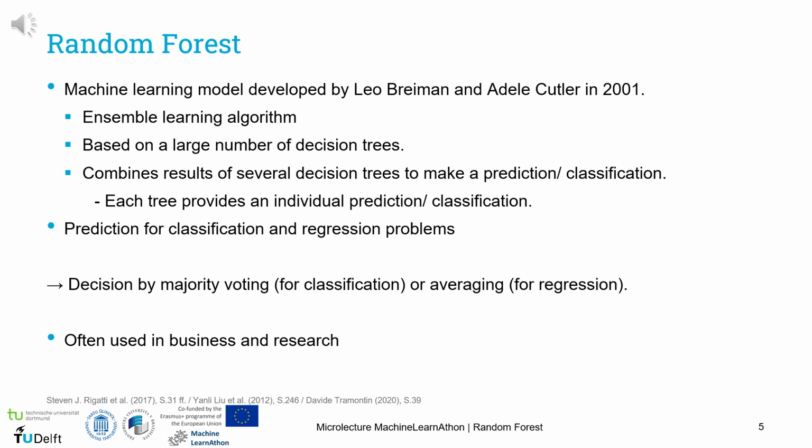And so it combines the results of individual decision trees and uses them to make a prediction or classification. Each decision tree is trained on a subset of the data and provides an individual prediction or classification. And then the random forest uses either a majority voting for classification or an averaging over the results in case of a regression problem. And it's, as I said, very popular and often used in business and research.